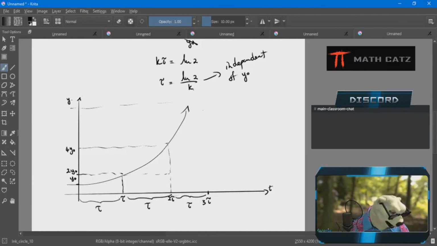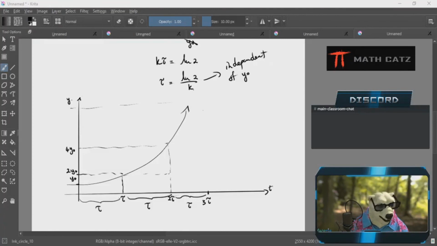All right, that is it for today. Practice some population growth questions, and we'll see a variation with decay problems tomorrow.